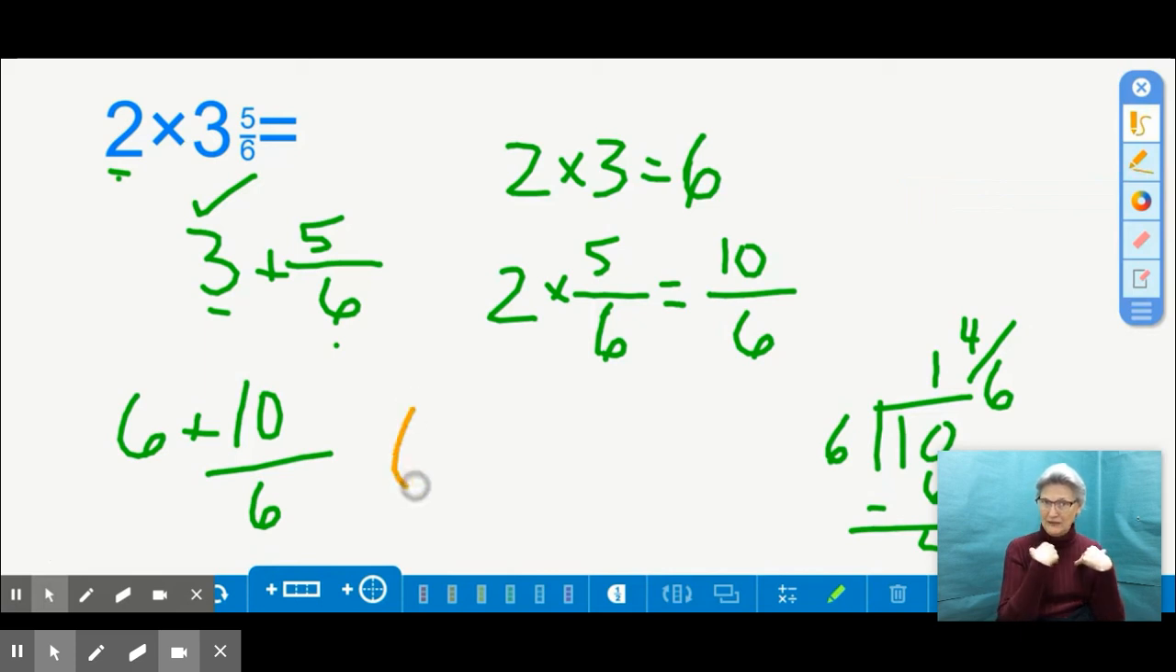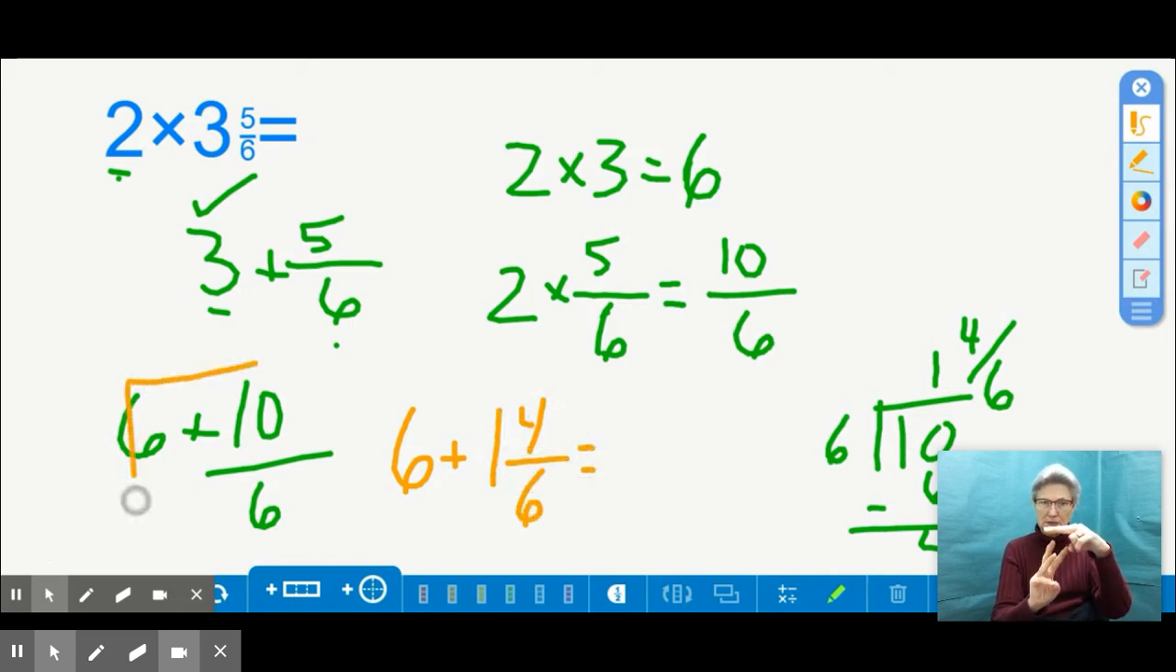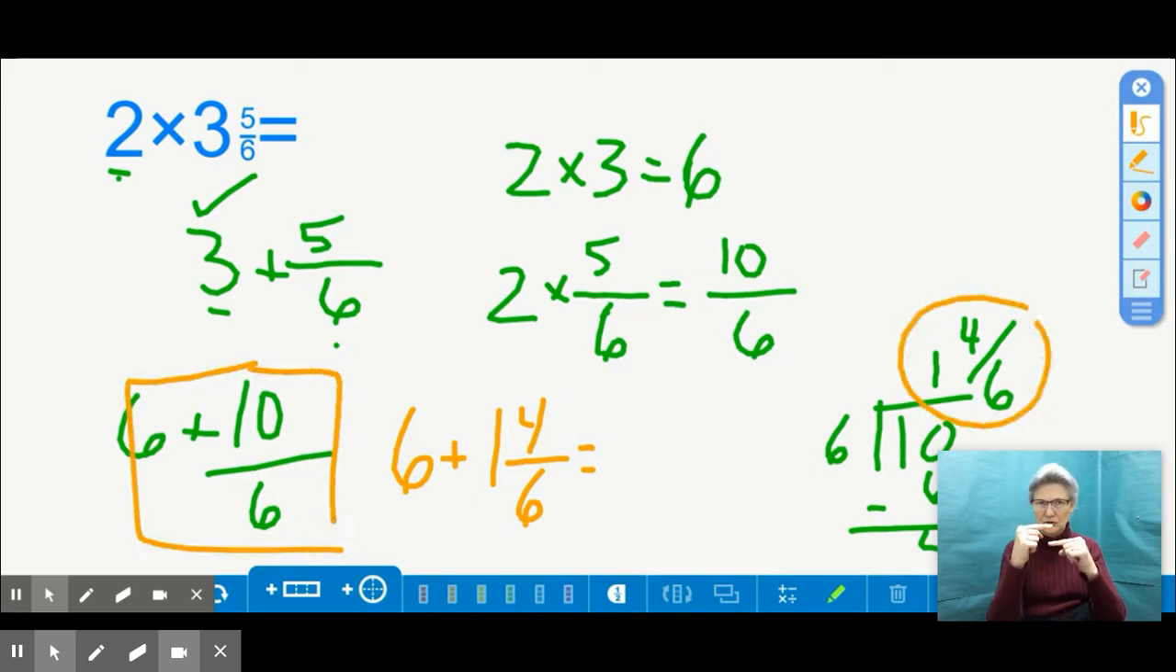So I'm going to switch colors here. So 6 plus 1 and 4/6 is my final product, right? Because it's the same as 6 and 10/6. I just changed 10/6 into a mixed number here. Well, I know 6 plus 1 is 7, and then I have my 4/6. So 7 and 4/6 is my final product. And again, if you're familiar with writing a fraction in its simplest form, reducing that, you could write it as 7 and 2/3, and that would be correct as well.